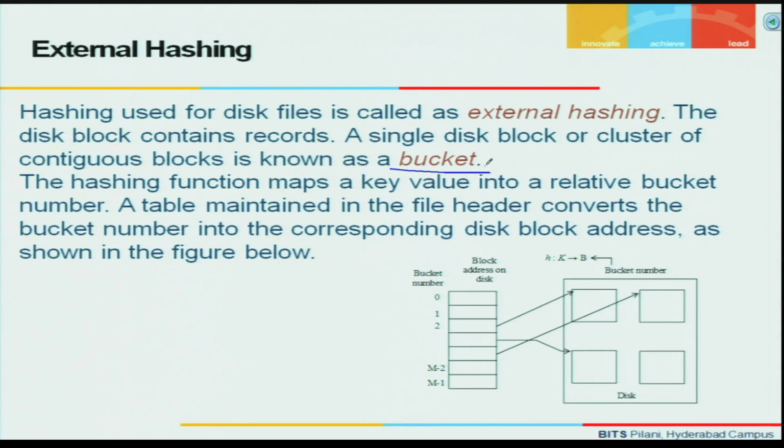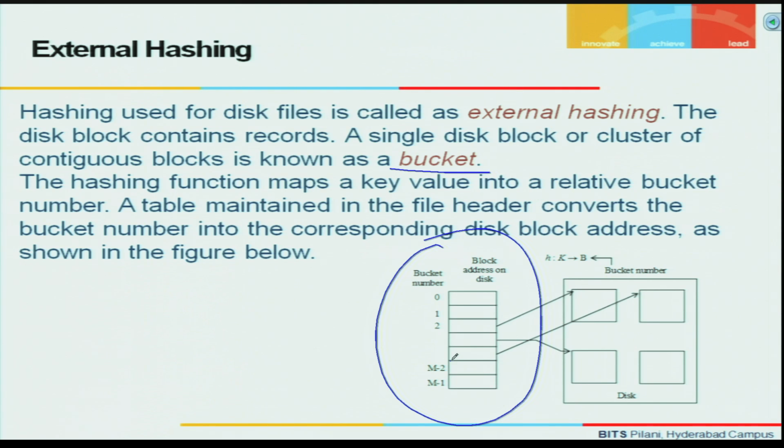The hashing function maps a key value into a relative bucket number. It is not directly going to give you the physical block address. Rather, in external hashing, on applying a hash function, the result is nothing but a relative bucket number. A table structure is maintained, which maps the bucket number, the result of applying the hash function, to the appropriate physical disk block address. So, this is how external hashing is done.